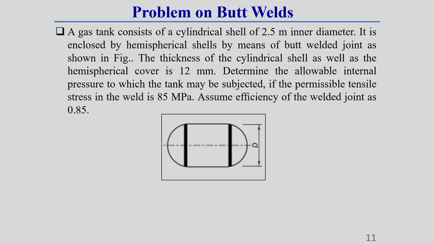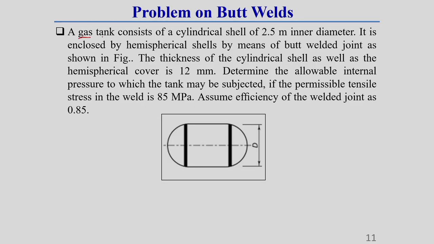Now, we will solve a problem based on this butt weld. This is the problem statement. A gas tank consists of a cylindrical shell of 2.5 meter inner diameter. Here you see this inner diameter D is given as 2.5 meter.